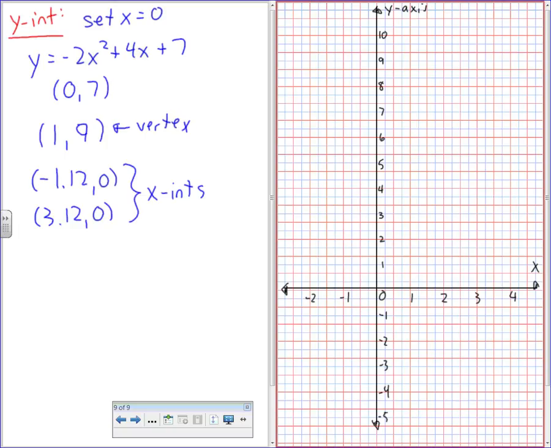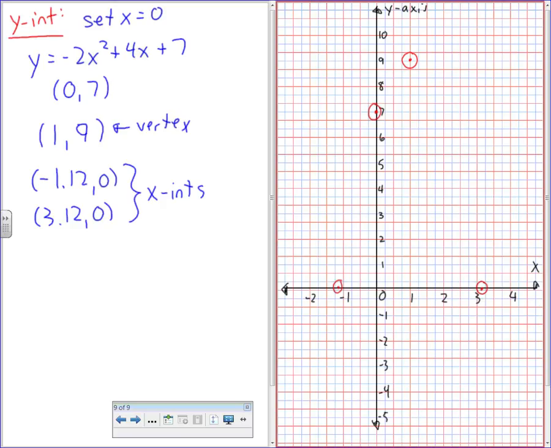Okay, next let's get our points going here. My first is my y-intercept, which is (0, 7), right about here. I'm going to put a circle on my dot, only so you can see where it is. You do not need to do that. Next, my vertex is going to be at (1, 9). Next, I'm going to point at 3.12, which is about here, and negative 1.12, which is about here. So the graph should look something like that.